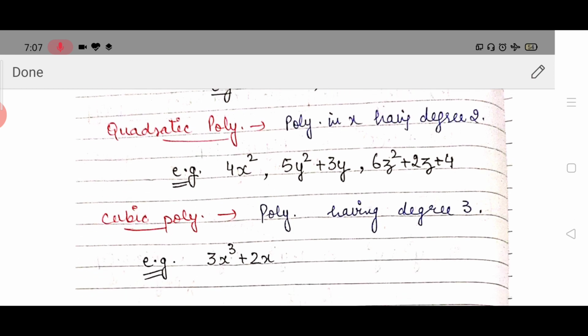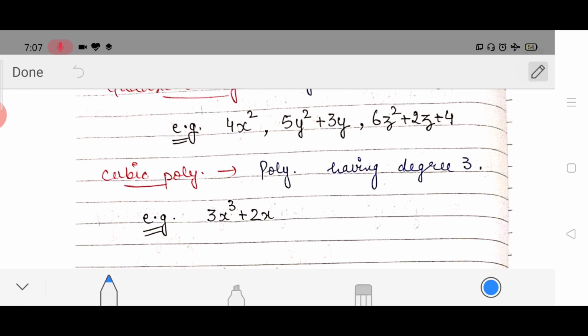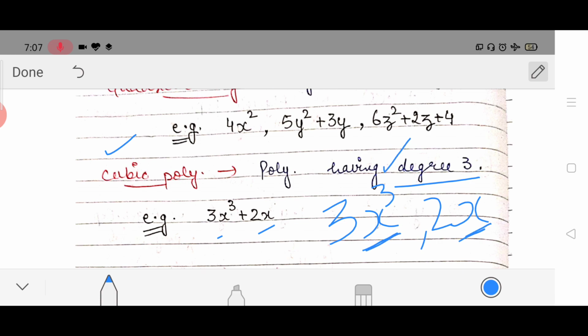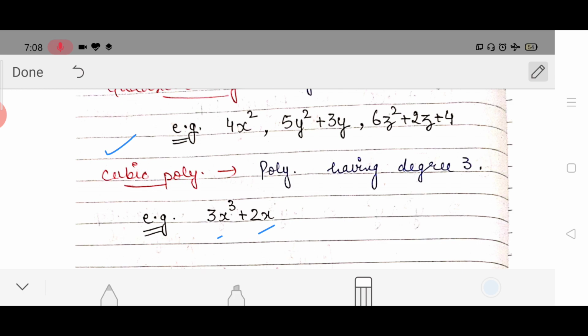Moving on to our third polynomial, that is cubic polynomial. As the name suggests, cubic means its degree should be 3. Let us see the example. Here the variable is x, as you can see. We are having two terms here, one is 3x cube and the other is 2x. Among both the terms, the power of this term is 3 and the power of this term is 1, that is obviously smaller. So we can say the degree of this polynomial is 3. That's why it is known as cubic polynomial.